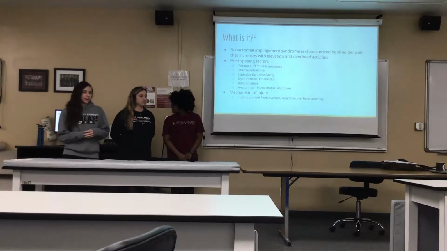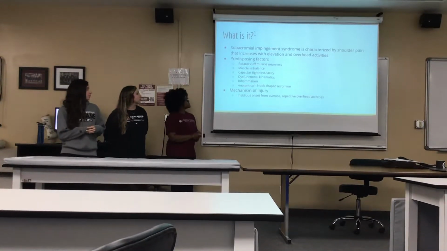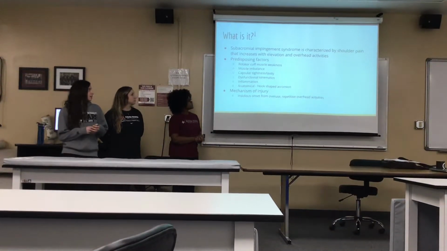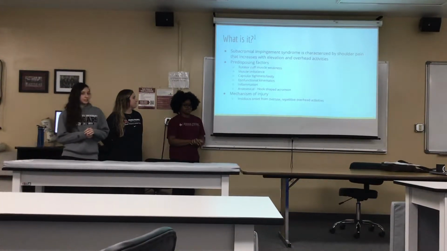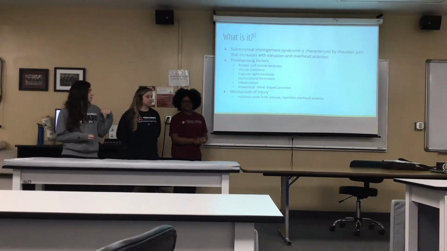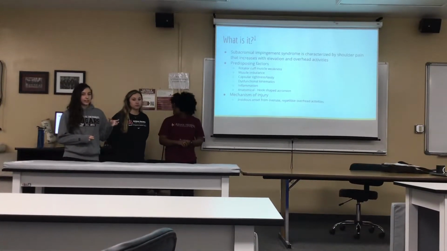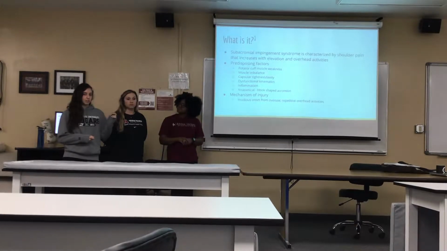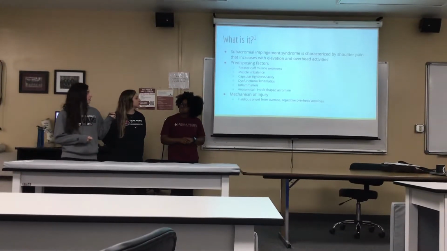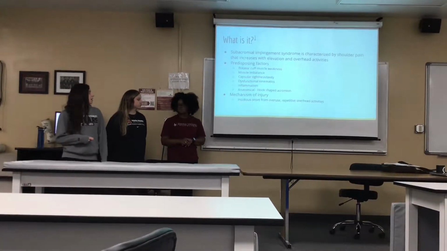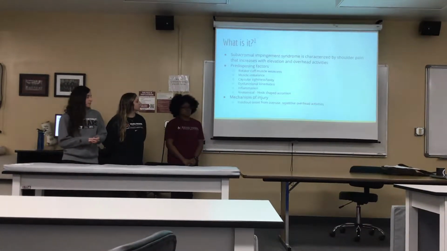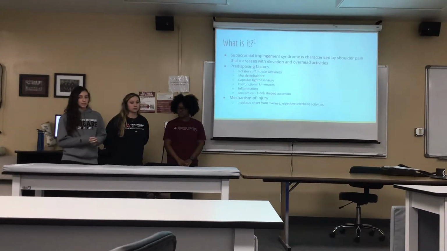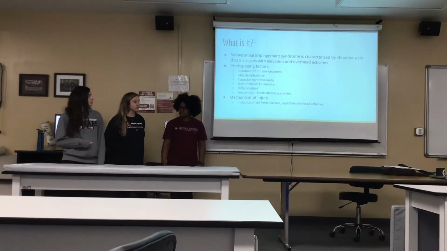Predisposing factors for subacromial impingement are rotator cuff muscle weakness, muscle imbalances, capsular tightness or laxity, dysfunctional kinematics, and inflammation in that subacromial space. An anatomical predisposing factor is if the acromion is hook-shaped, it can cause some impingement. The mechanism of injury is usually an insidious onset from overused repetitive activities, like baseball or swimming, where you see it a lot.